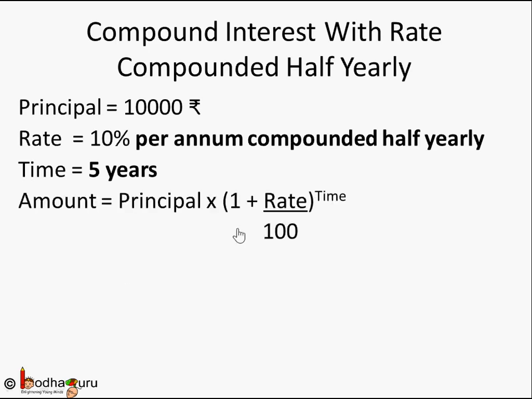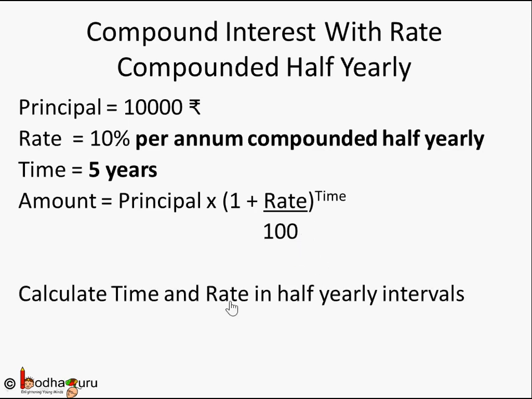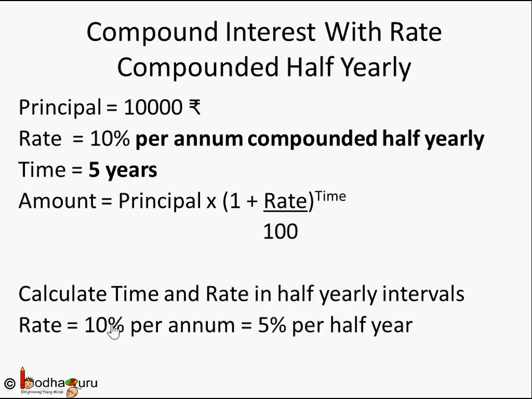So how do we calculate the value if it is 10% per annum compounded half yearly? Principal into 1 plus rate by 100, into time. Calculate time and rate in terms of half yearly intervals. What does it mean? 10% per annum becomes 5%, because you are calculating for half a year.